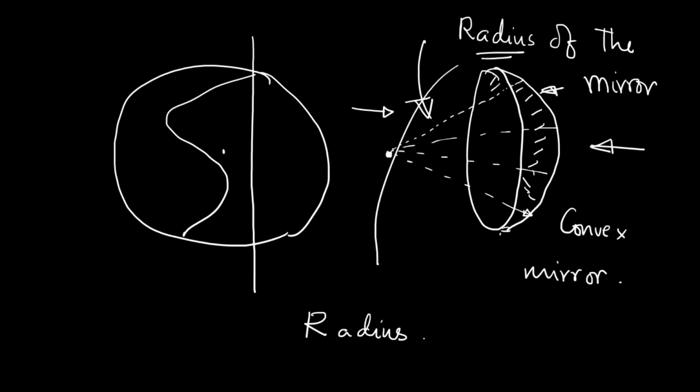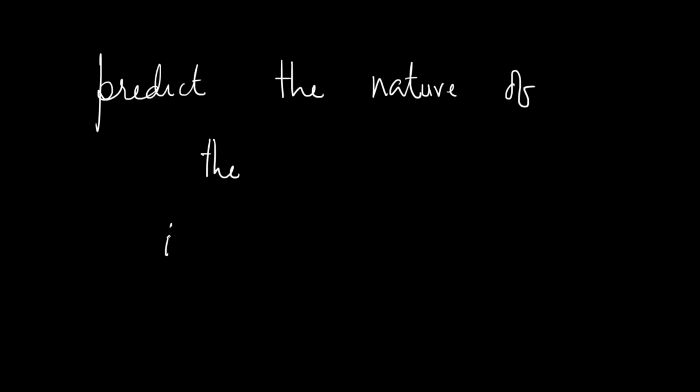So now, given this information, given the fact that you know which side the silvering is done, can we predict the nature of the image? That's the fundamental question. You pretty much know how the mirror has been formed the moment they tell you the radius, right? So now we're not going to draw 3D pictures, we're just going to draw the mirrors like this.